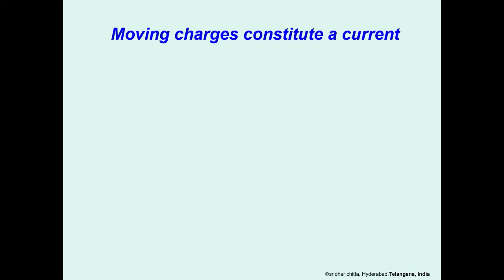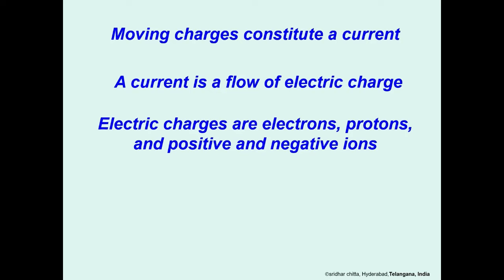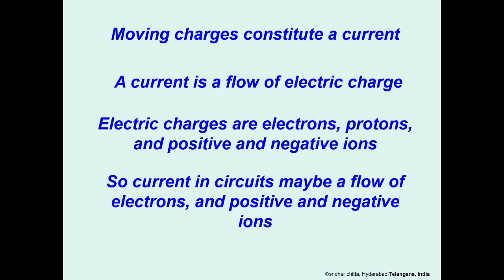Moving charges constitute a current. A current is a flow of electric charge. Electric charges are electrons, protons, and positive and negative ions. So current in circuits may be a flow of electrons and positive and negative ions.